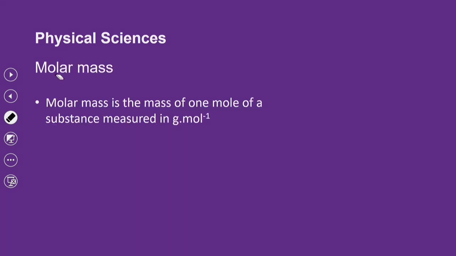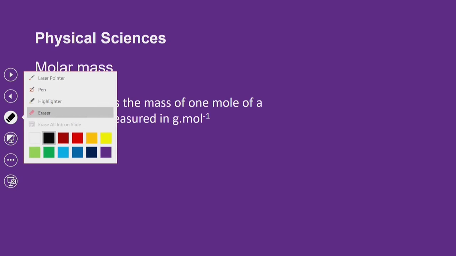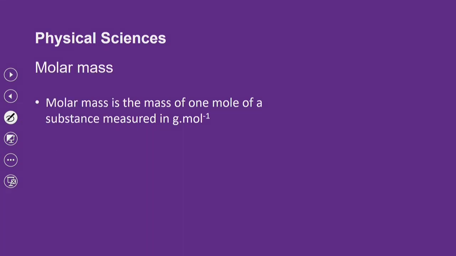Let's talk about the molar mass. Now the molar mass is the mass of 1 mole of a substance, and it's important to note that it's measured in gram per mole. So let's quickly take an example of water. What is the molar mass of this molecule of water?